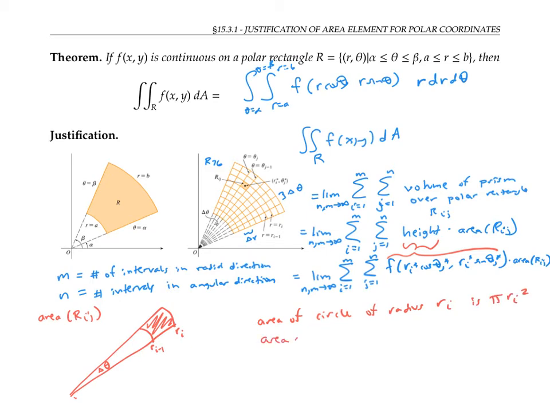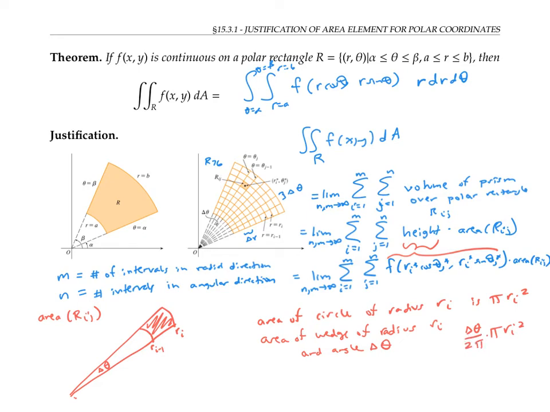So the area of a wedge of radius r_i and angle delta theta, that's this whole shape here, is going to be just a fraction of the area of the circle. And that fraction is going to be its angle delta theta over 2 pi, since 2 pi would be the angle in the whole entire circle. That makes sense, right? Because if delta theta were, say, pi, I would have half a circle. Pi over 2 pi is a half. And if delta theta were just a quarter of 2 pi, or pi over 2, then delta theta over 2 pi would be 1 quarter, and I'd have a quarter of the circle.